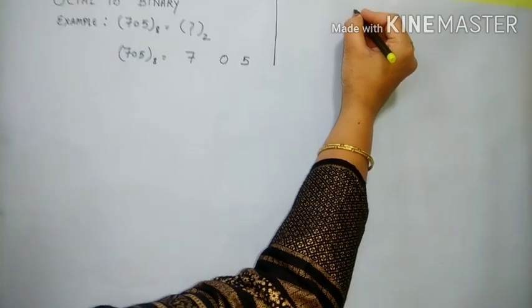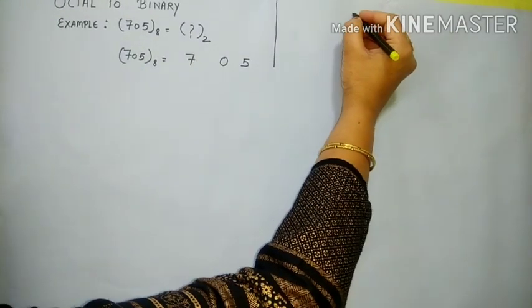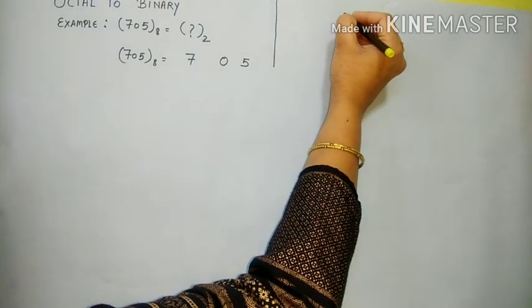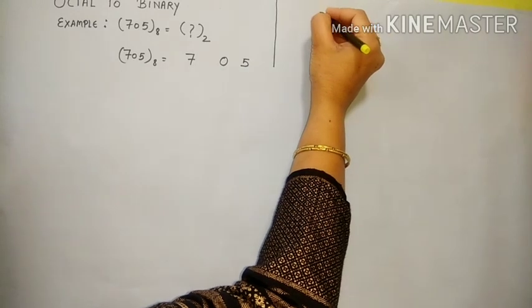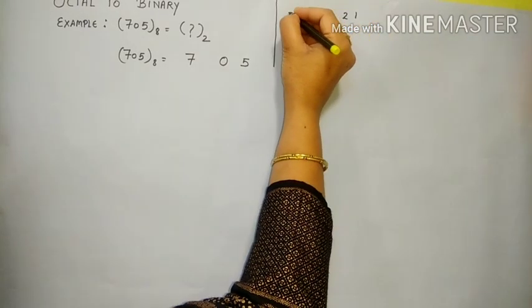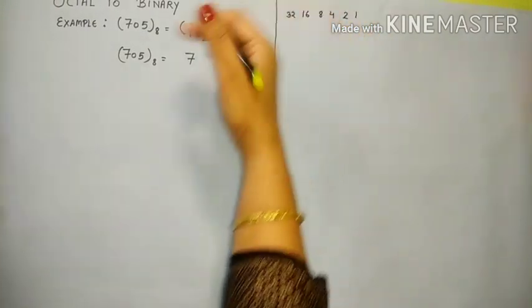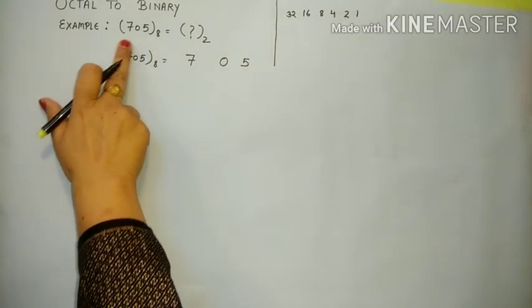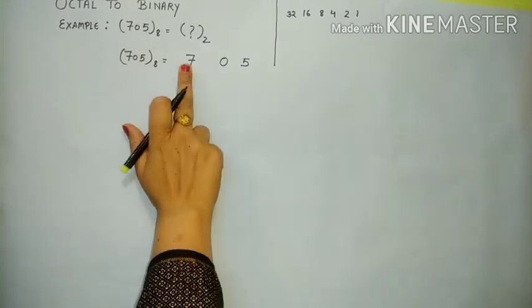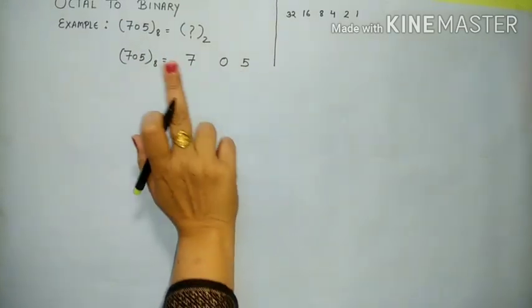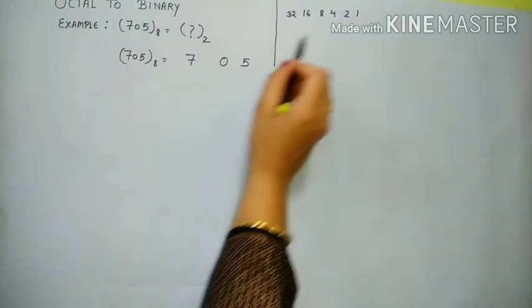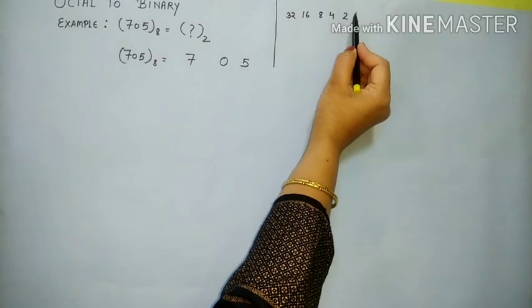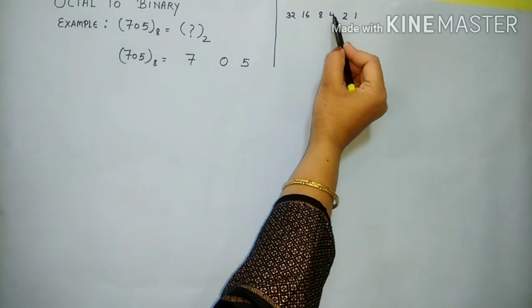You start writing the digits from the right hand side, starting with 1, 2, 4, 8, 16, 32. This way, you write the number of bits required. Then we'll write the octal number which is given as 705, with some distance in between. Clear? Now for making 7, which digits can be added to make it 7? 1 plus 2, 3, 3 plus 4, 7.